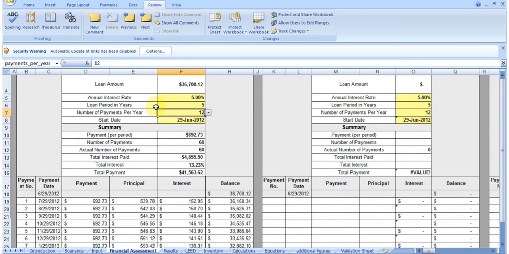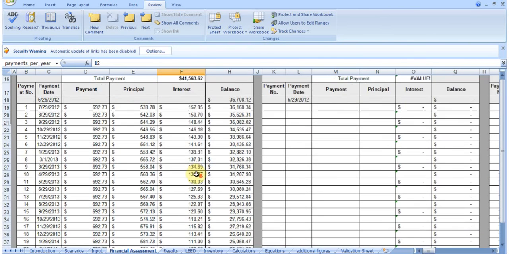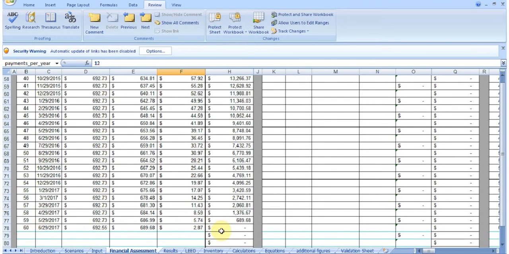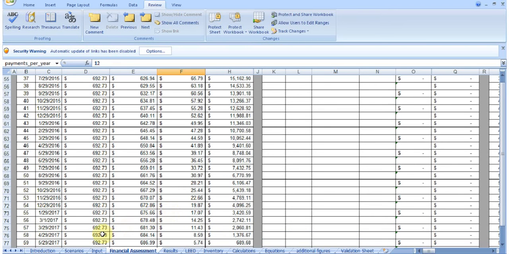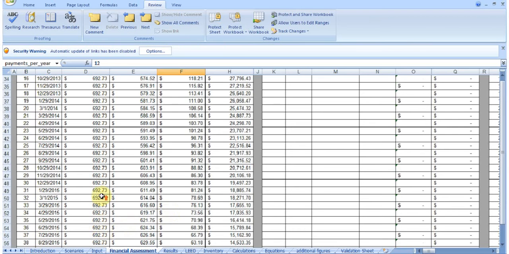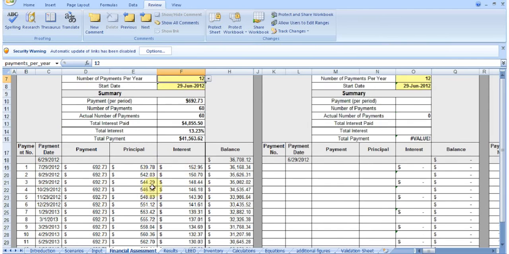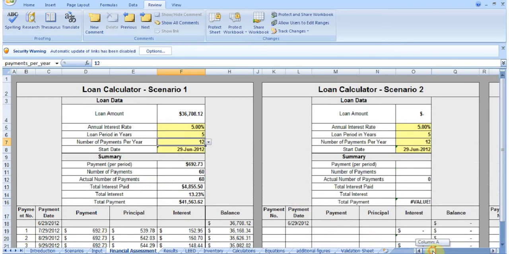With a payment schedule of 5 years with monthly payments, you're going to have 60 payments. Let's scroll down to the 60th payment, and you can see there is a 0 balance. This is because you've obviously paid off your loan if you follow this schedule. You can see it calculates equal payments, in this case $692.73. It also shows you the interest and your principal. This is similar for all the scenarios.